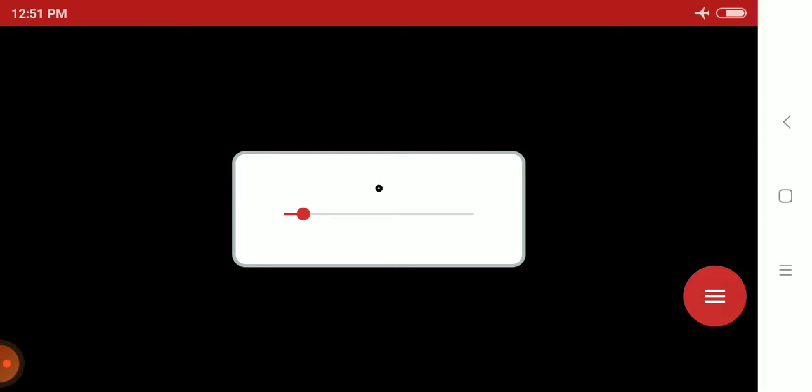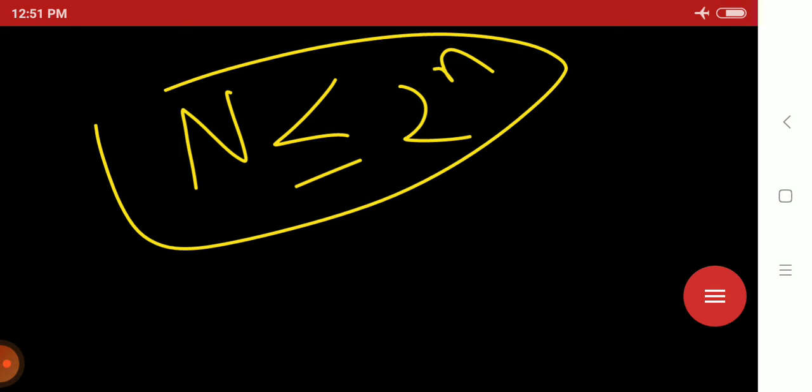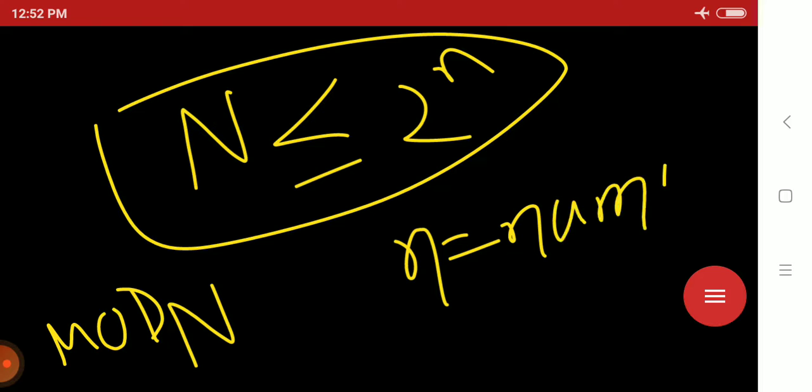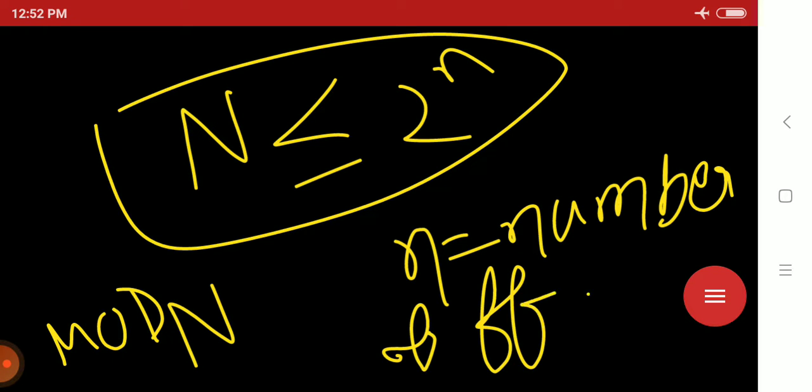I also discussed one more part: for a mod N counter, N is less than or equal to 2 to the power n, where small n is the number of flip-flops. So today we'll discuss how the counter works.